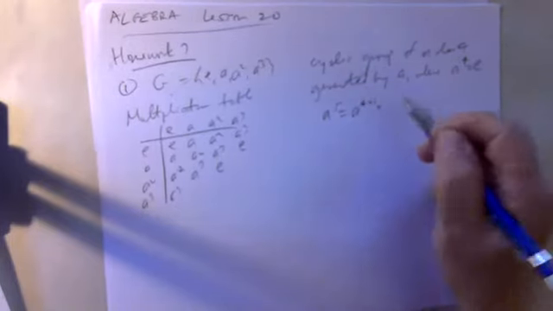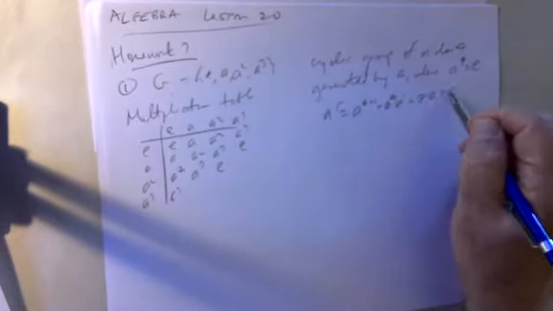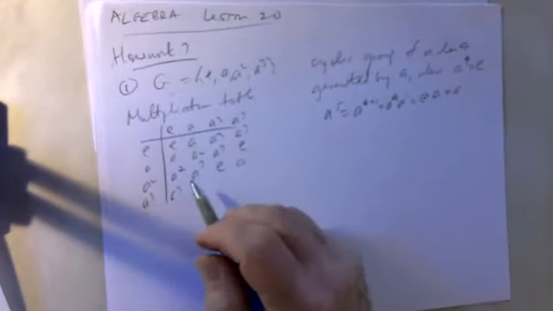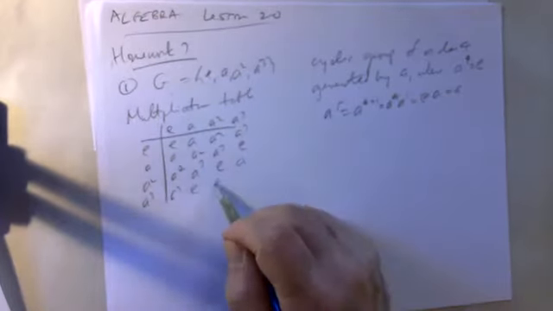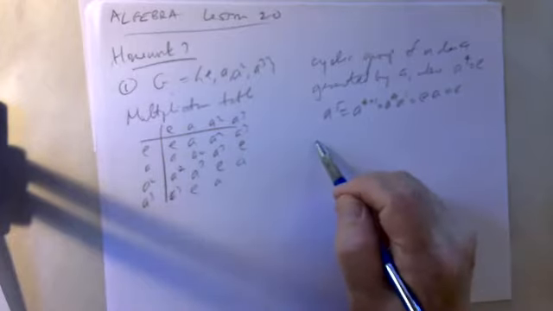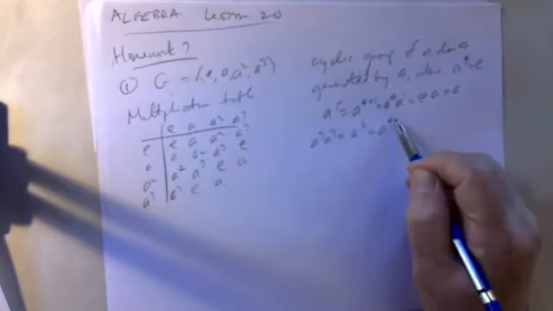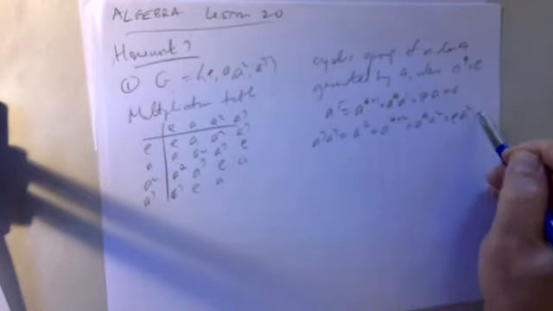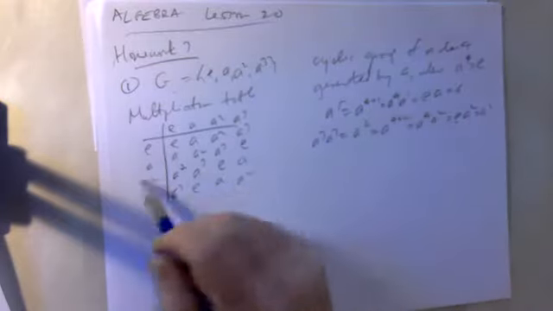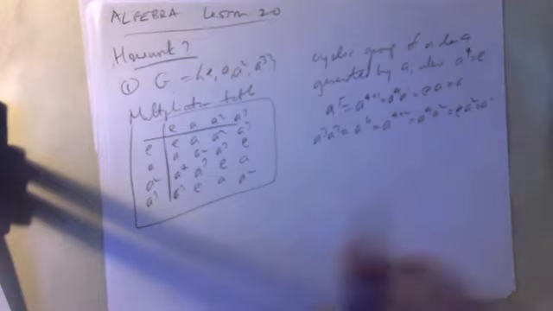but A to the 5th, which is A to the 4 plus 1st power, is A to the 4th times A to the 1st power. That's E times A, which is A. A cubed times A is A to the 4th, the identity. A cubed times A squared is A to the 5th, which we just saw is equal to A. And A cubed times A cubed is A to the 6th. That's A to the 4 plus 2, so that's A to the 4th times A squared. A to the 4th is E, times A squared is A squared. So that's the multiplication table for the cyclic group of order 4.